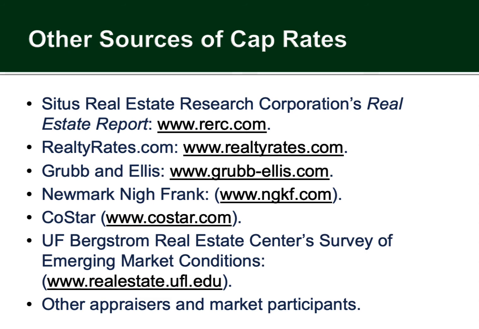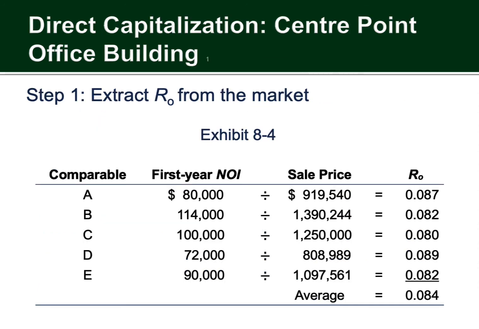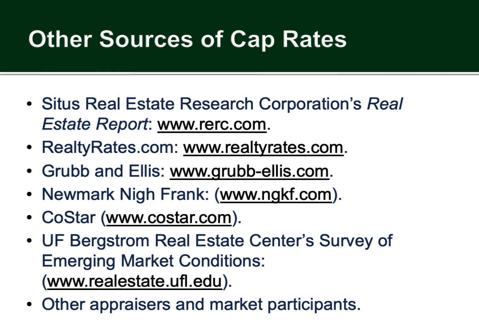We can get cap rate information from a number of sources. Some of the more aggregated cap rate sources include RERC, Realty Rates, a couple of commercial brokers like Grubb & Ellis and Newmark. But if you want to get cap rates from individual properties, do your own selection of properties from which to get cap rates, kind of like this example here, then CoStar is going to be probably your best bet. But as mentioned earlier, it's very expensive to get a subscription to. Still, CoStar tends to be a necessary professional expense for most commercial real estate professionals.